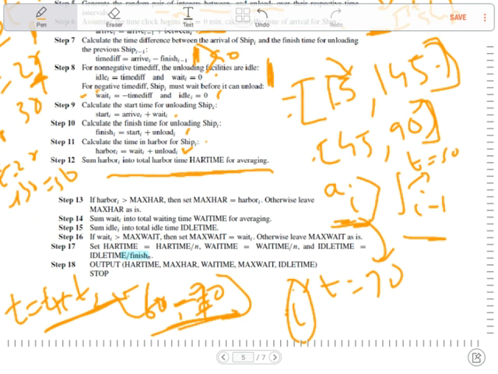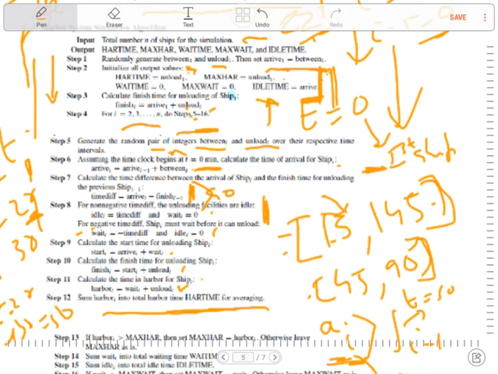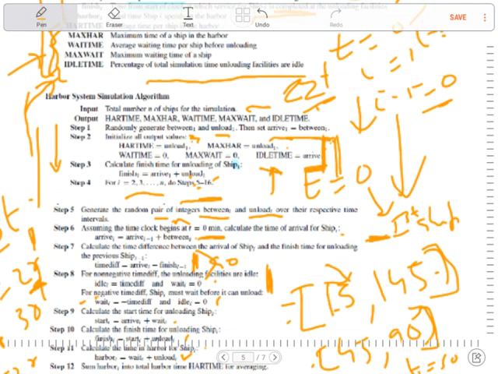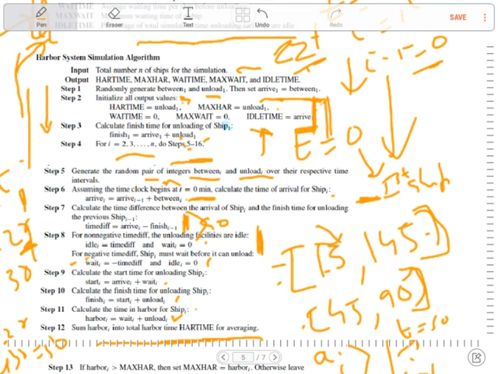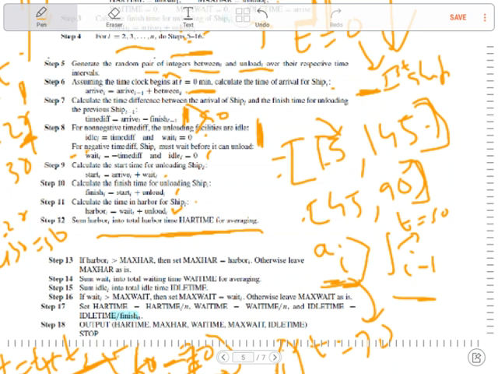Now, if any other ship is taking more than that time, then I should take maxr as that ship's harbor(i). Say suppose ship 3 is taking more than unload(1). Suppose unload(1) was 30 minutes, and ship 3 is taking 50 minutes. So I will take maxr to be 50 minutes. So I will set maxr equal to harbor(i). If not, that means all the ships are taking less than that amount of time, so the maximum harbor time is equal to the time ship 1 is taking for unloading. So if you get something greater, you take that one for maxr, otherwise leave it as it is. That means leave whatever we have taken as the initial one here.